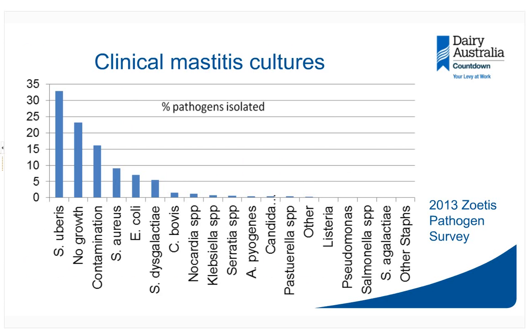So this is another study which many of you will be familiar with, from the Zoetis study that was done a number of years ago, showing the very high incidence of Strep uberis. These were collected from 3,000 clinical cases across 65 farms in Victoria and Tasmania by Zoetis and their researchers a number of years ago.